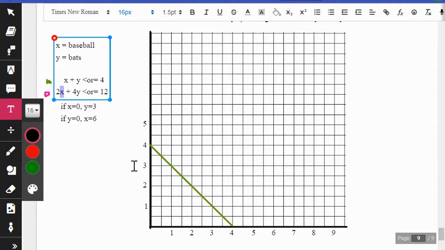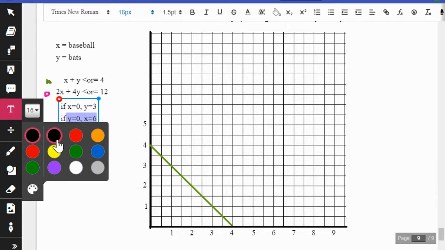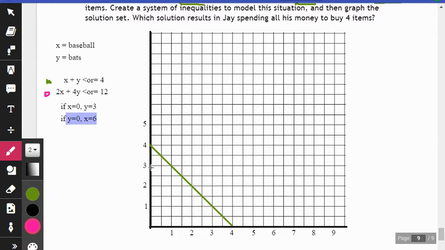All right, so I'm going to graph that one. (0, 3) and (6, 0). I had that backwards, my bad. I'll fix it here. (0, 3) is right here. (6, 0) is down here.